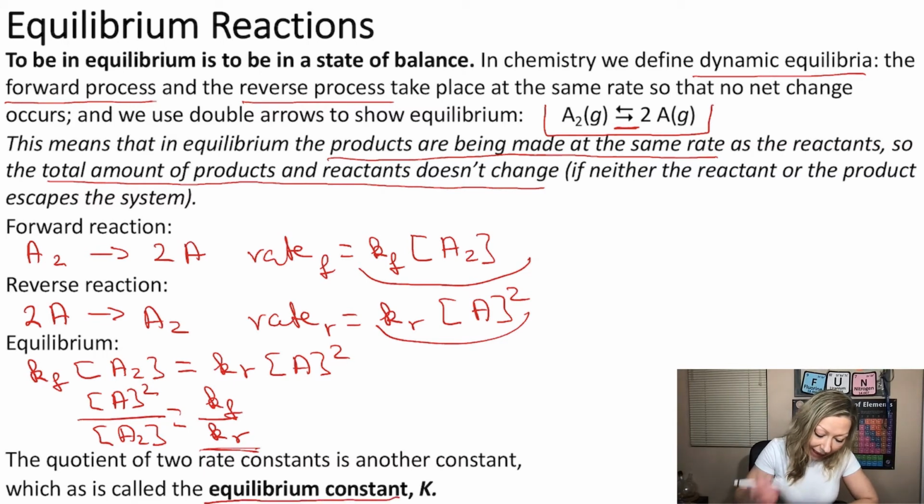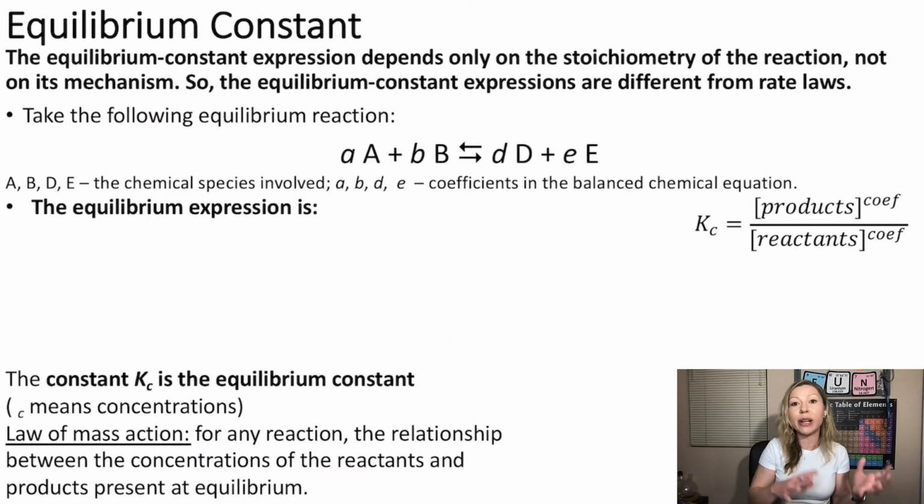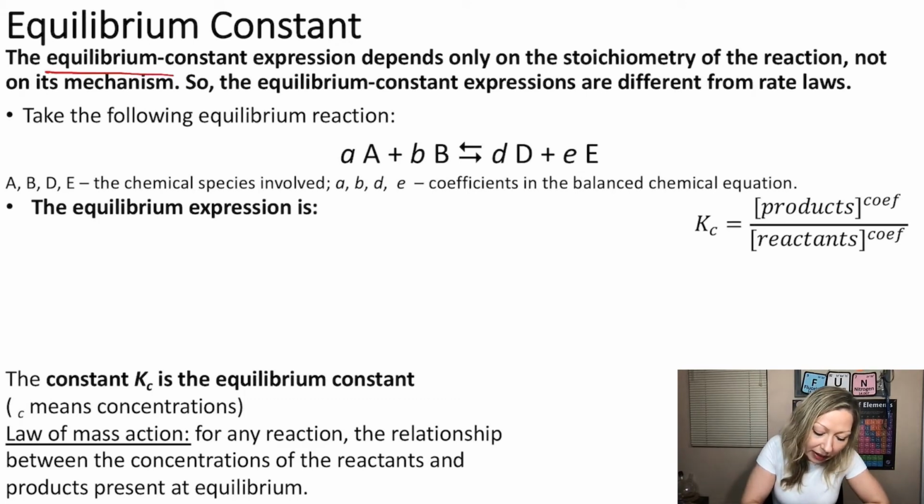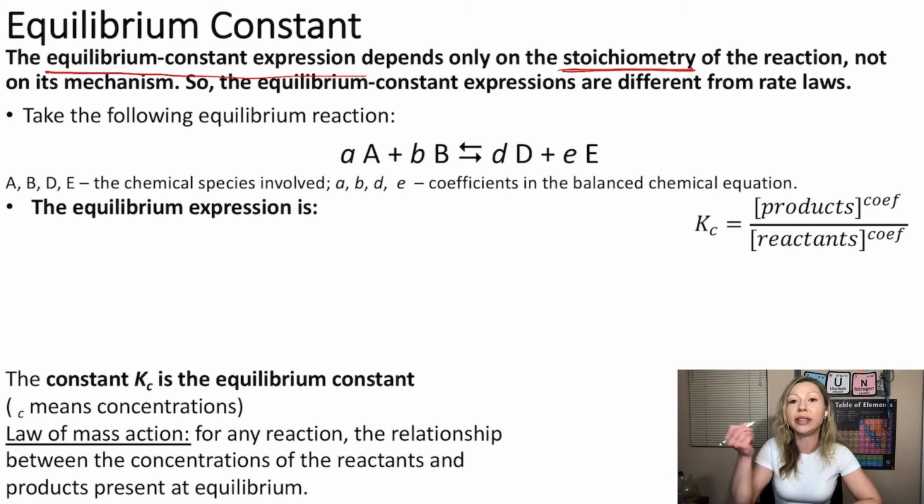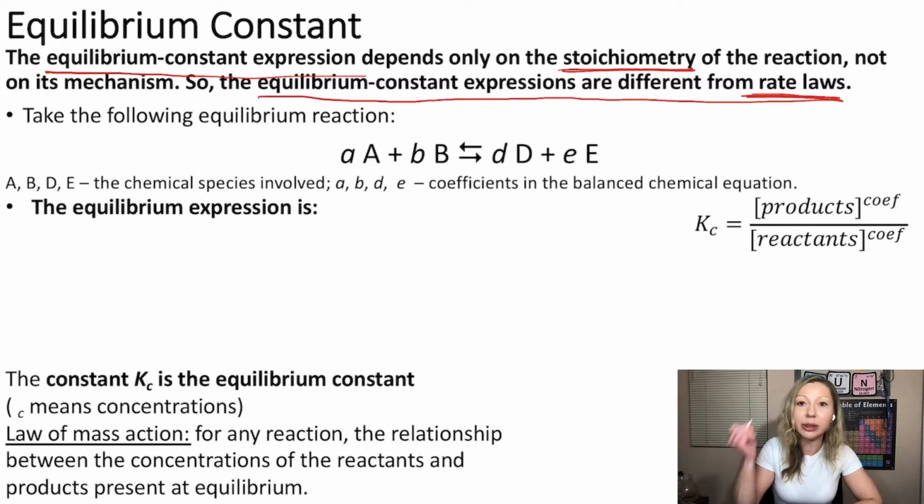So notice that here we are going to have the product in our original reaction on top and the reactant on the bottom. So we are going to use this to write out the equilibrium constant expression for other reactions. Now, what's cool about this is that the equilibrium constant expression depends only on the stoichiometry of the reaction, not on its mechanism. So the equilibrium constant expressions are different from the rate laws.